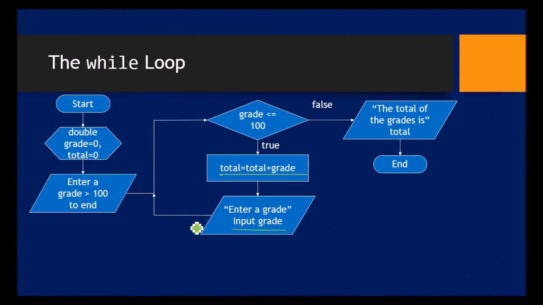And then here's the loop. So you indicate the loop with a flow line. So there's our loop. And then it exits from the top, from the diamond. So when this is false, it exits the loop. And it displays the total of the grades is, then the program ends. So there's our flowchart for our example program we just saw.